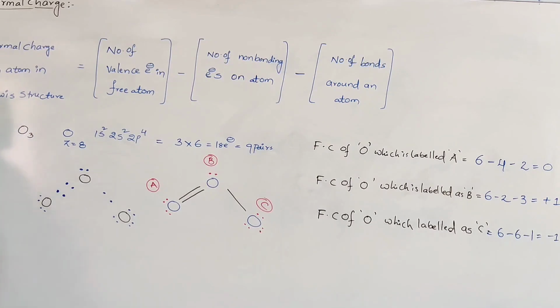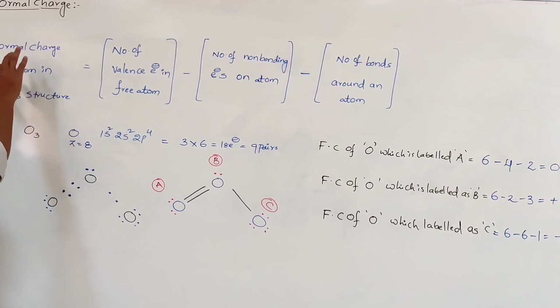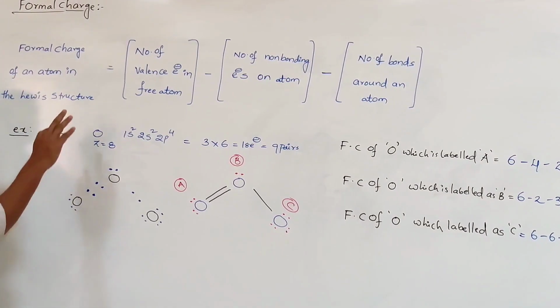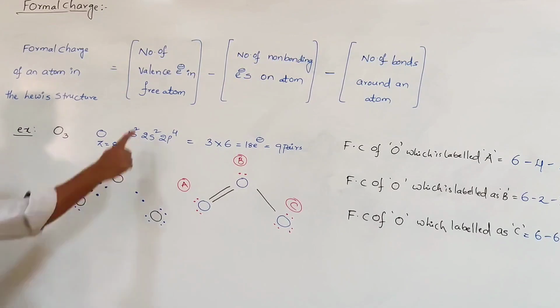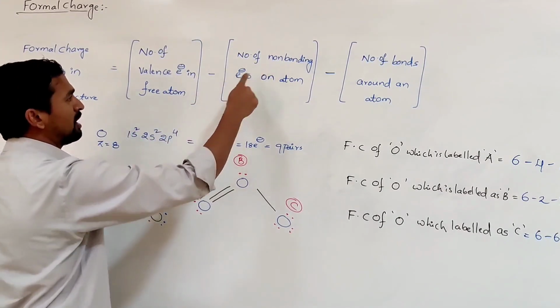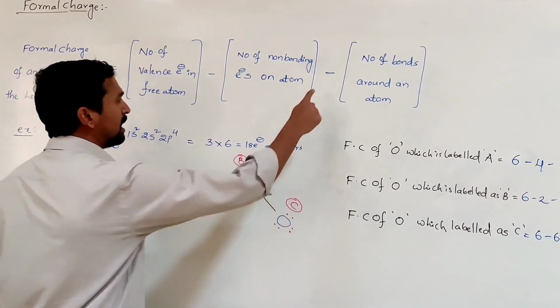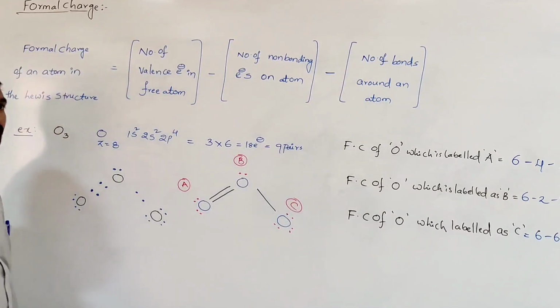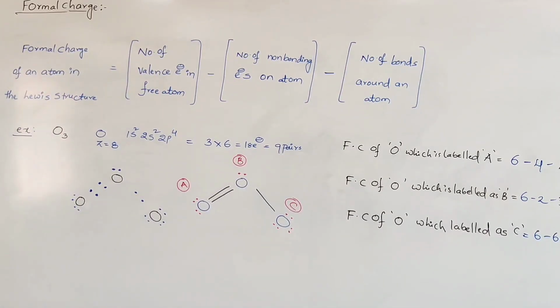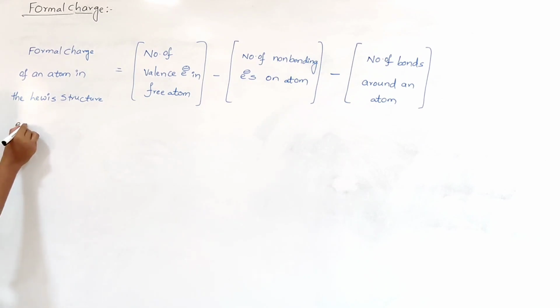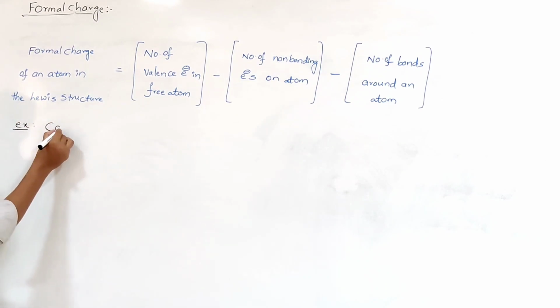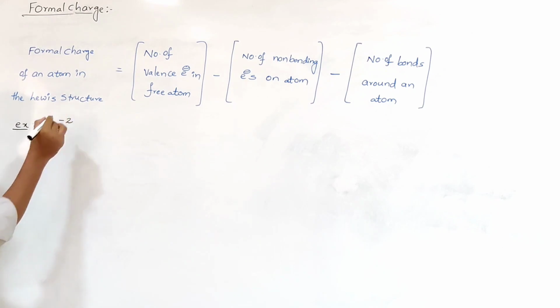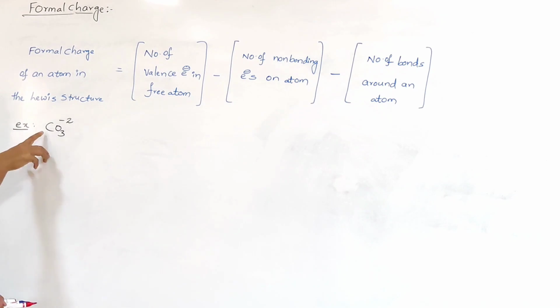So like that, we calculate the formal charge of each atom by using this formula: the formal charge of an atom in the Lewis structure is equal to the number of valency electrons in the free atom minus the number of non-bonding electrons on the atom minus the number of bonds around the atom. So the next example is carbonate ion, CO3 2-. In this case, we need to calculate the formal charge of carbon and the 3 oxygen atoms.